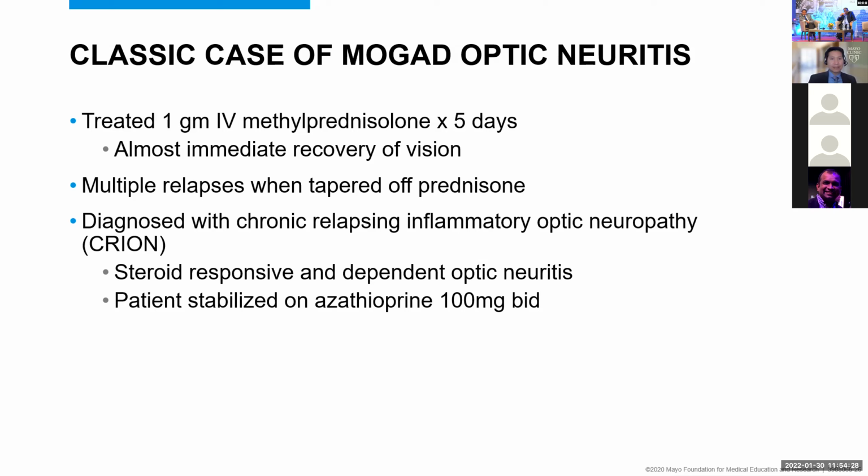And not surprisingly, 1 to 2 years after we initially saw him and we finally had the MOG antibodies, he was positive for the MOG antibodies at 1 to 100, because this is really a pretty classic way that MOGAD can present.